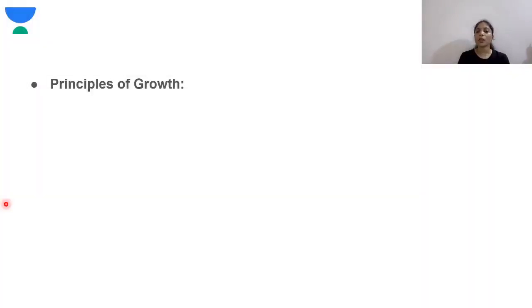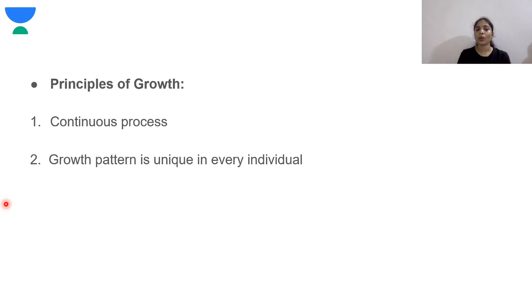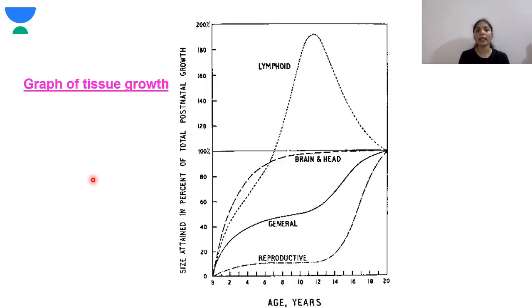Fine. So what are the principles of growth? As I've said, it is a continuous process. The growth pattern is unique in every individual, and different tissues grow at different rates. I will show this in the next slide, the graph of the tissue growth. You can see here.